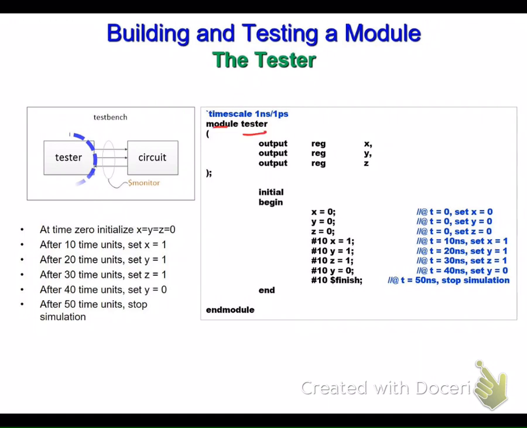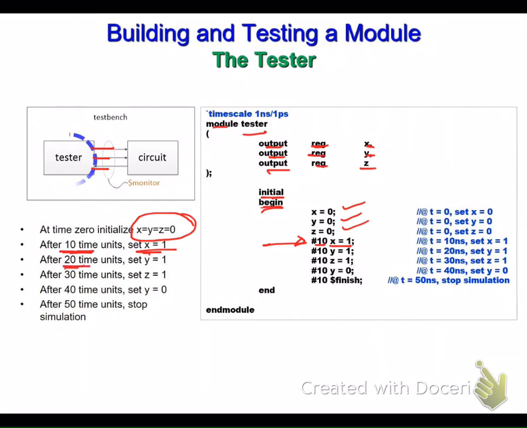Module tester. Of course, this has outputs. Output x and y and z, but we have to define them also as registers. Output reg, and so on. And then we initialize, begin. At the very beginning, I'm telling you that x equals 0, y equals 0, z equals 0. And then after 10 nanoseconds, set x to 1. After means here the pound sign. After 10 nanoseconds, please set x to 1.